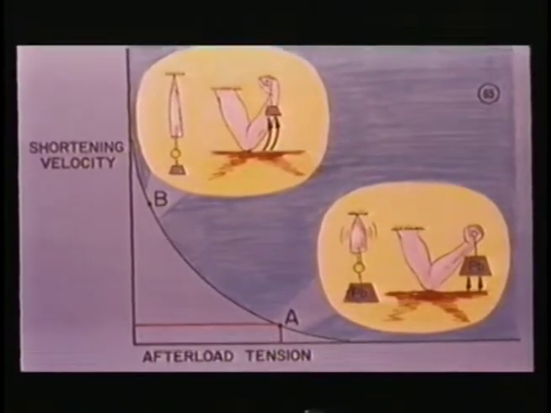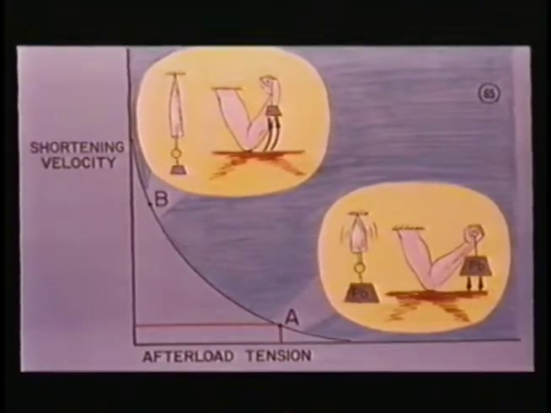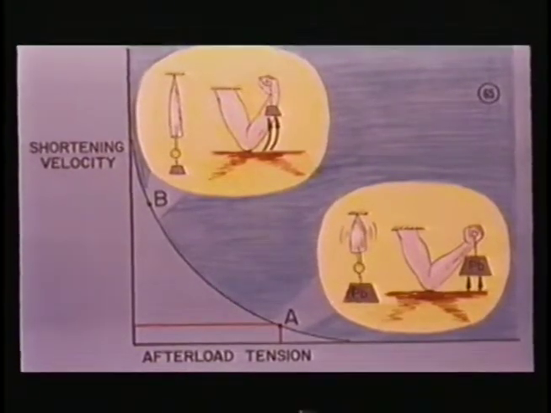The two are inversely related, as we see on the curve. The higher the afterload tension on the muscle, for example, point A, the lower the shortening velocity. The lower the load, for example, point B, the higher the shortening velocity.